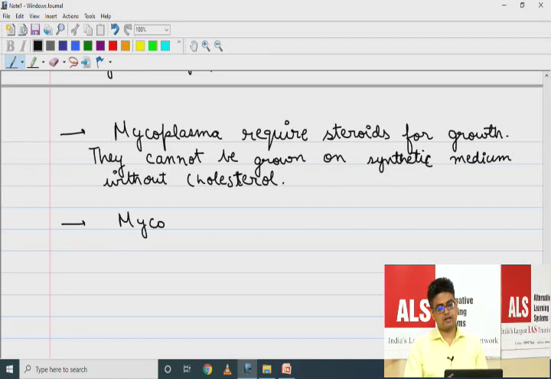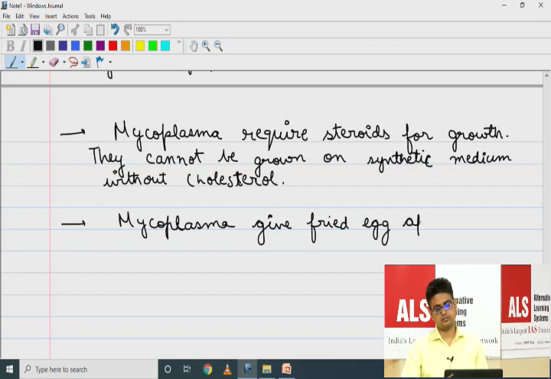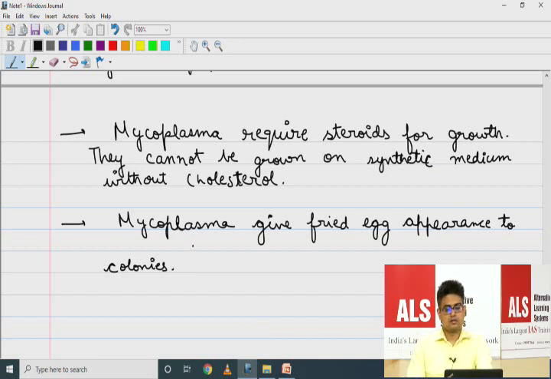Mycoplasma give fried egg appearance to colonies. Their colonies look like a fried egg.